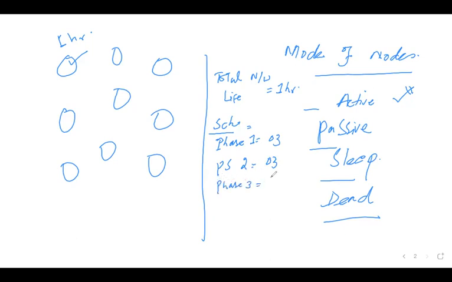And then phase 3, the next 3 nodes will be active. So for example, if these nodes are active in phase 1, let me write 1, 1, and 1. And these nodes are active in phase 2, phase 2, phase 2. Then these nodes are active to report about any event in phase 3.